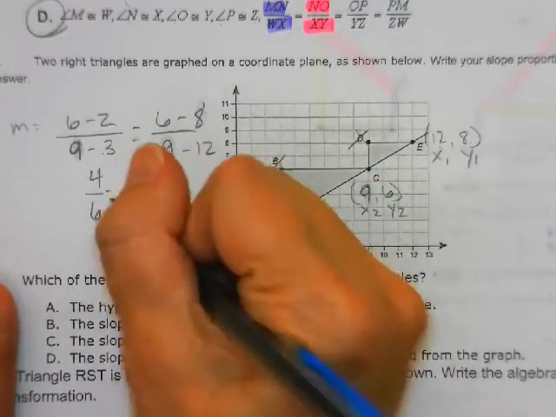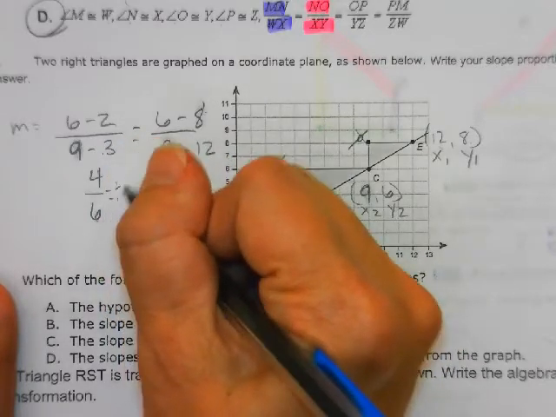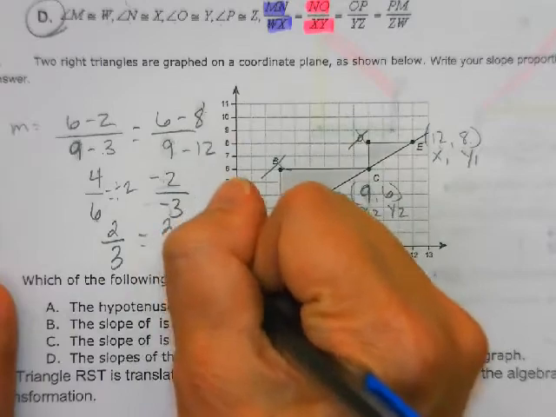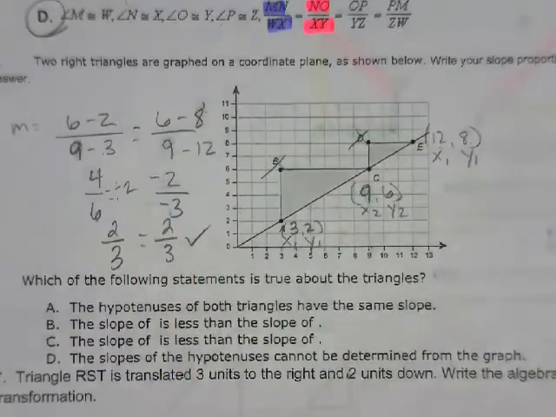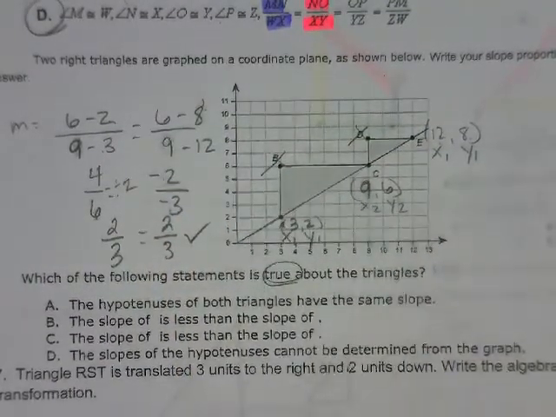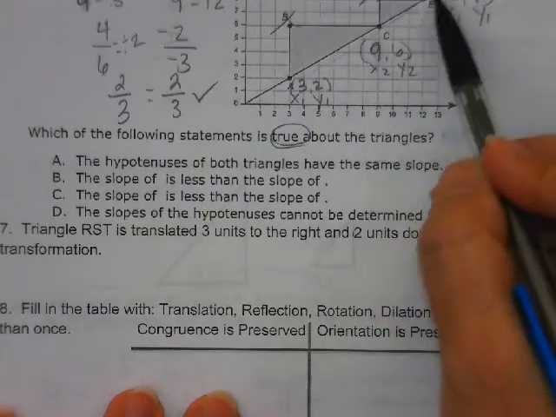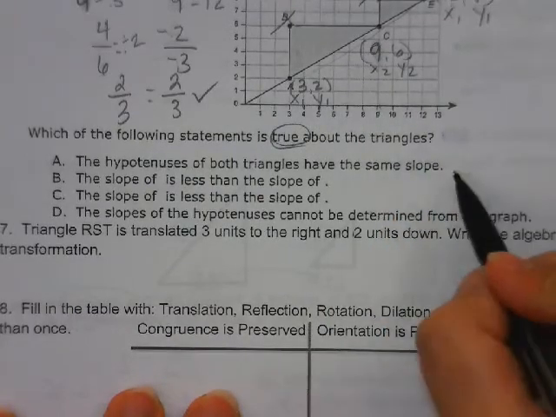Well, I know that 4 over 6 can be reduced by 2, and we get 2/3, and a negative divided by a negative is a positive. So we can go back to our statements here. True. Hypotenuse of both triangles have the same slope. Well, was this the hypotenuse? Okay, so that's a possibility.